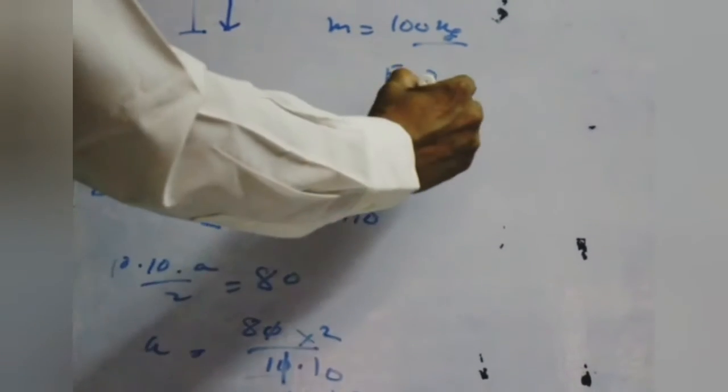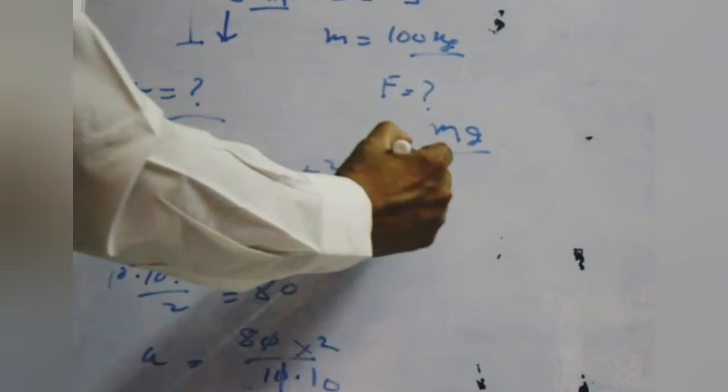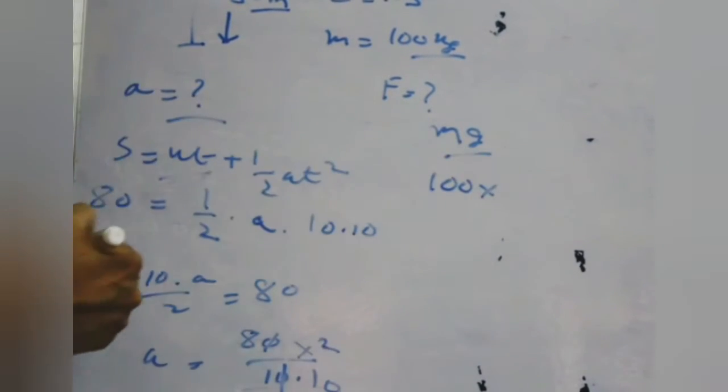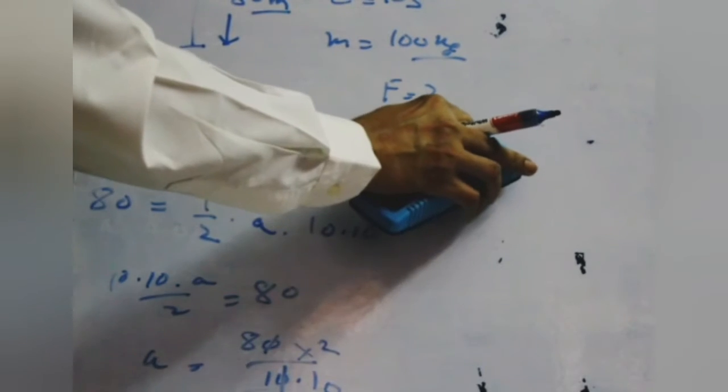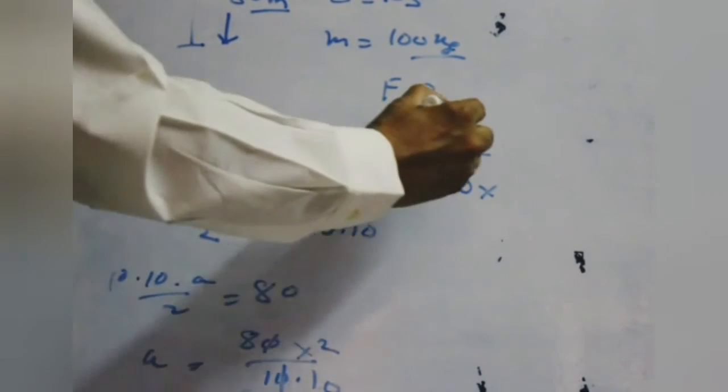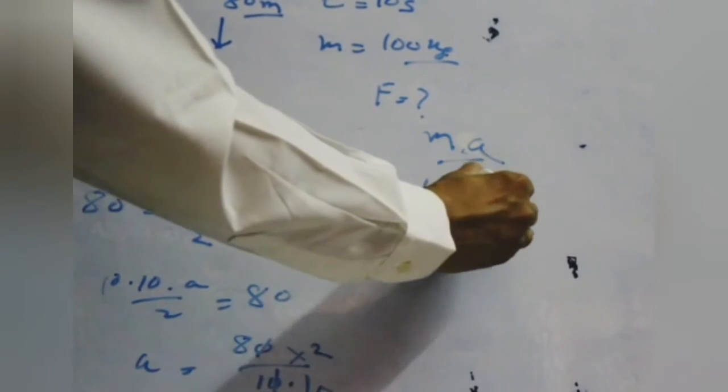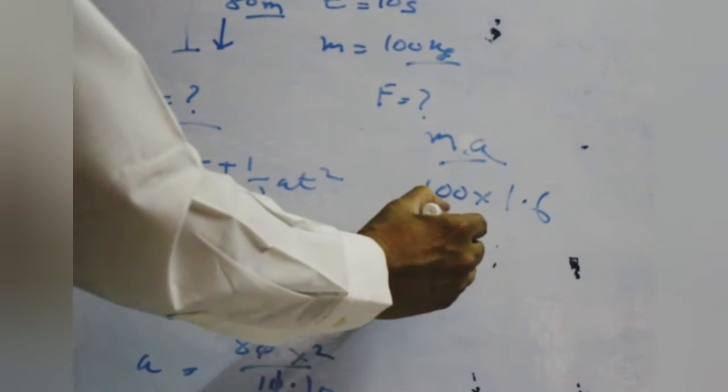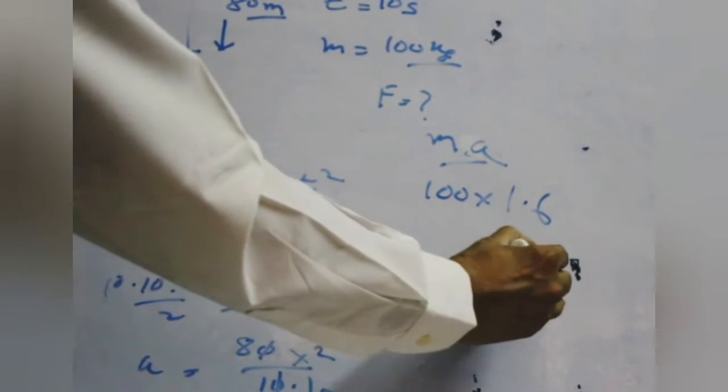Okay, and the next portion, F. We have to find the value of F. F is the product of m into g. Now what is mass? Mass is 100 kg, and instead of g we just write here a. a means acceleration, g means acceleration due to gravity, all the same thing. m into a, so m is 100 and a is 1.6, that means this is 160 Newton.